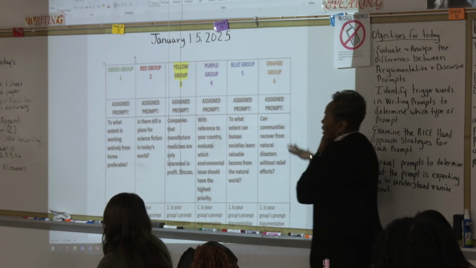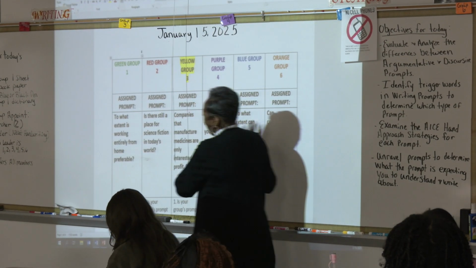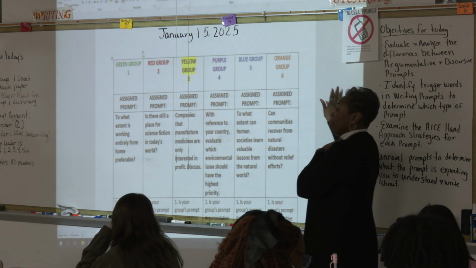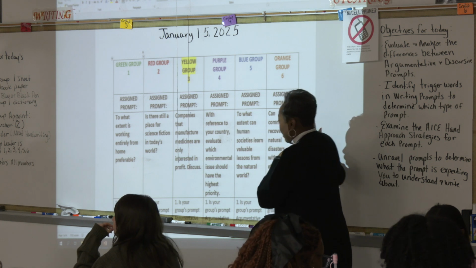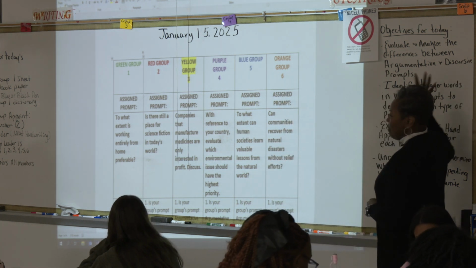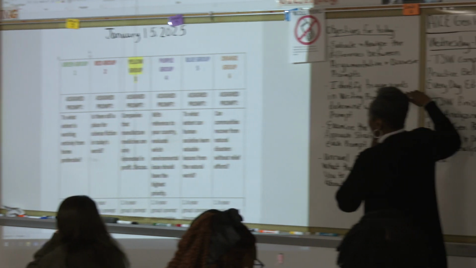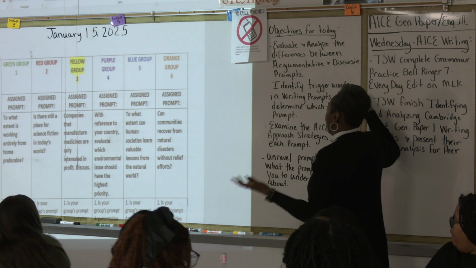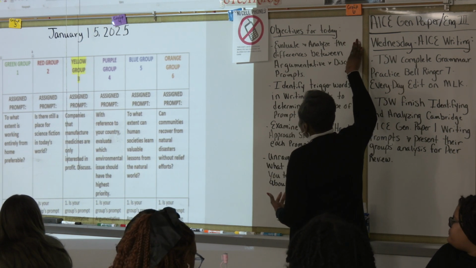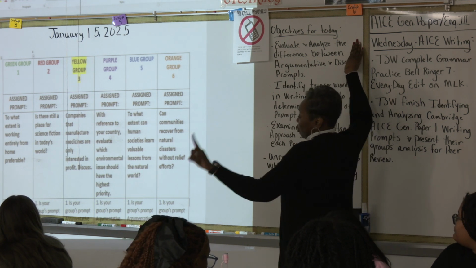Yesterday, we were looking at the writing prompts that were assigned to each group. These ACE writing prompts were on the paper one that you just finished a couple of days ago. And so we decided to identify them, evaluate them, and look at them, okay? Yesterday, we identified our trigger words in our writing prompts to determine which type of prompt it is. And then we had to evaluate and analyze the differences between argumentative and discursive. This all was our question number 1.